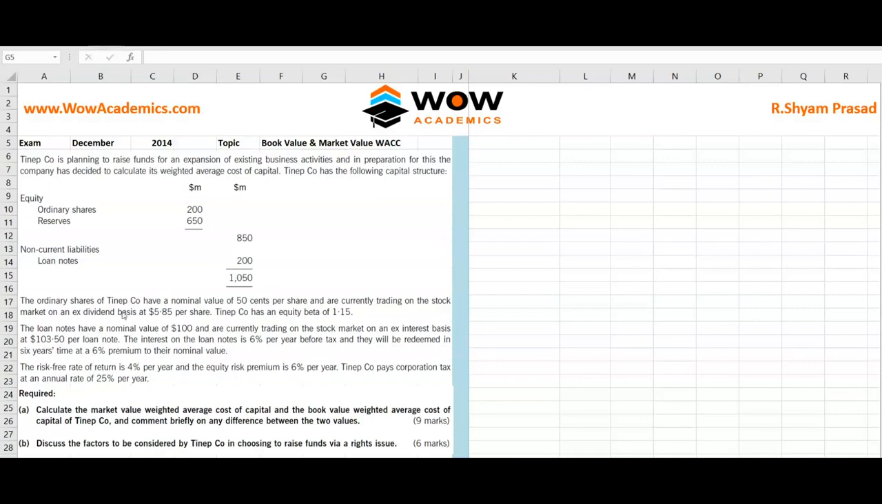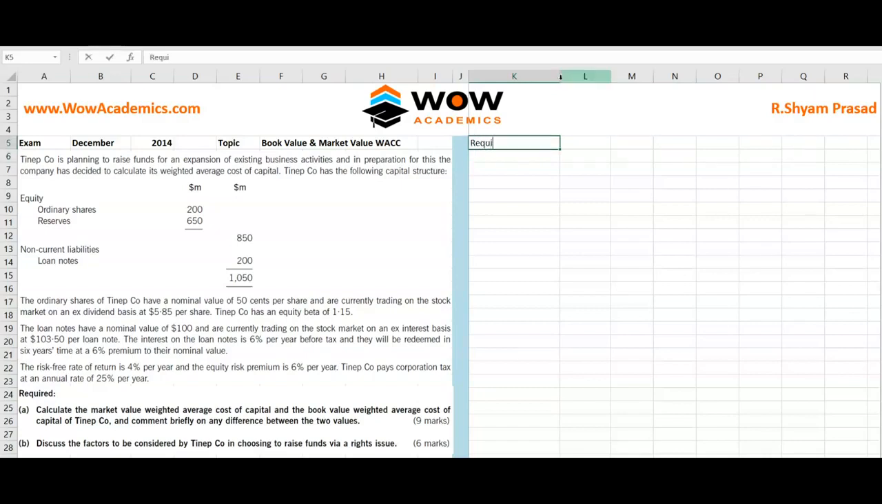So we'll start from the requirement. The requirement is: calculate the market value weighted average cost of capital and the book value weighted average cost of capital of TCO, and comment briefly on any difference between the two values. So we have to find out the book value WACC and the market value WACC. The easiest to find is the book value, so we'll start from the book value, because once we find the book value, it's much easier to find the other values. So we'll start.